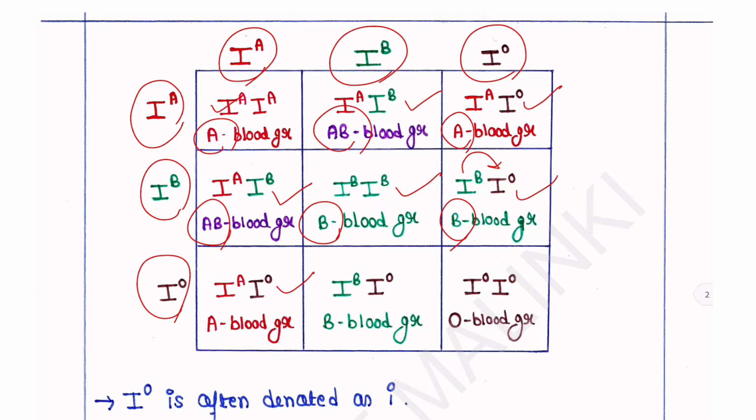In this case again IA and IO alleles are there, and they will give rise to A blood group. In this case again IB and IO alleles are there, they will give rise to B blood group. In this case two IO alleles are there. That means neither A nor B molecules will be produced on the RBC surface, and they will give rise to O blood group. And IO is often denoted as small i here.